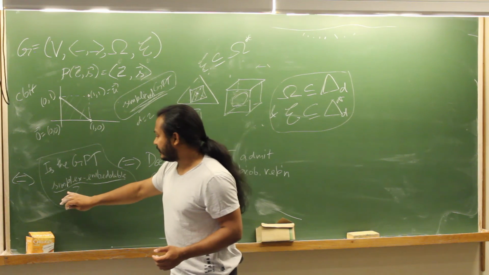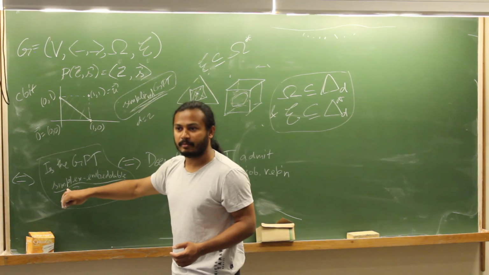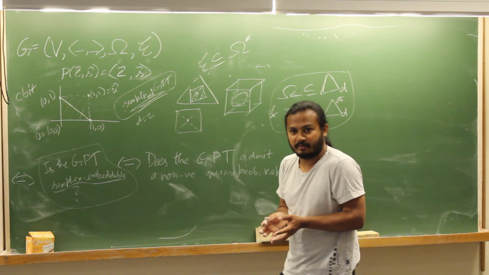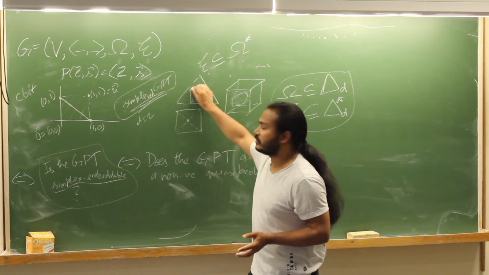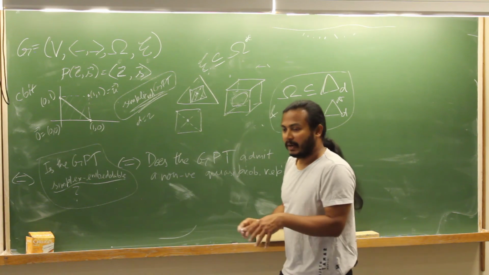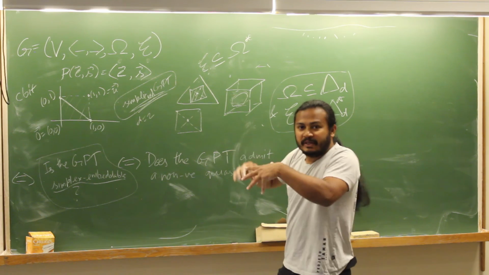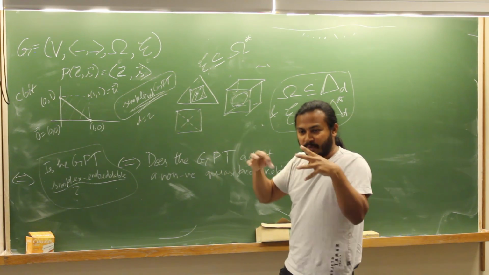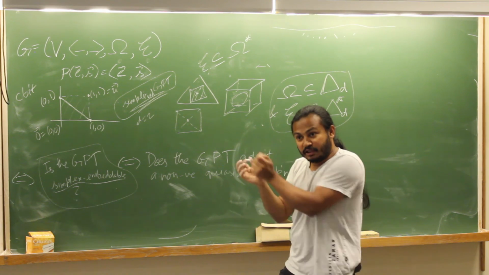Or you can say that the GPT is simplex embeddable, which means that it's not itself simplicial. GPT itself is not simplicial. The state space can be something like a square, but it's embeddable inside a bigger simplex. Like I can think of it as coming from within a bigger simplex. But also for the effect space.